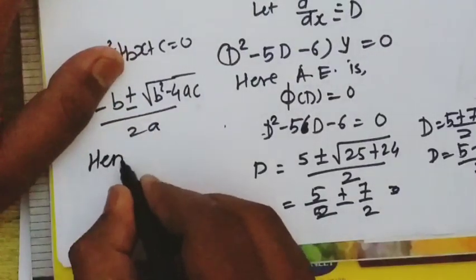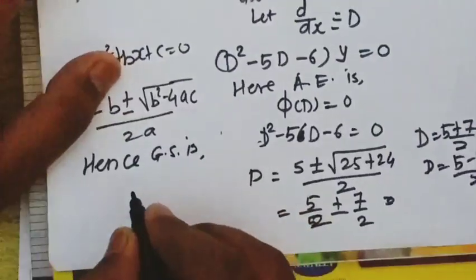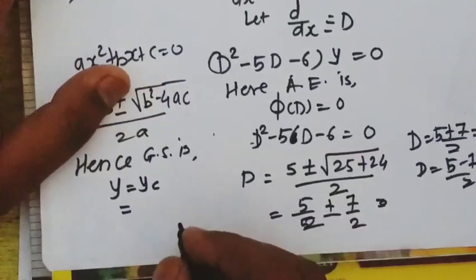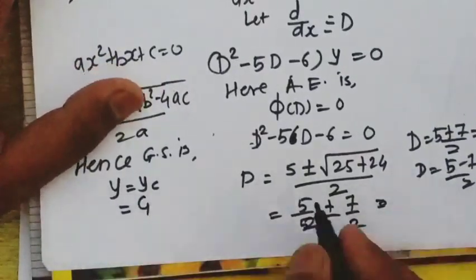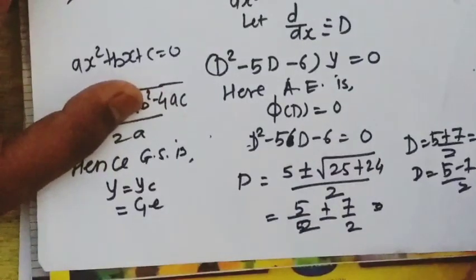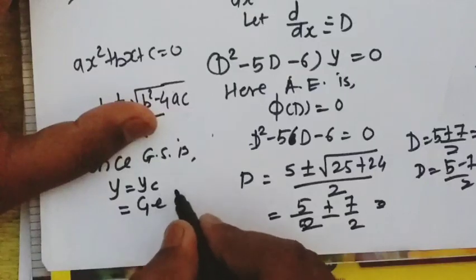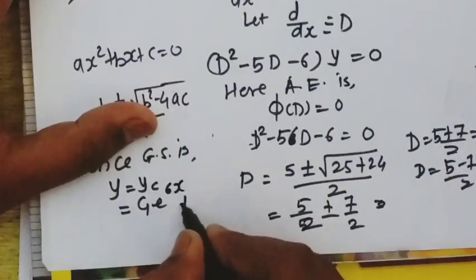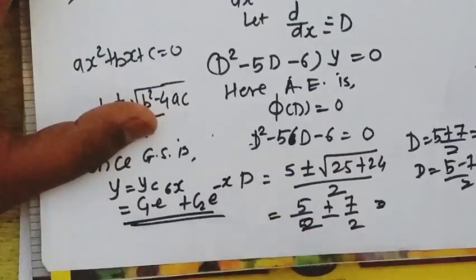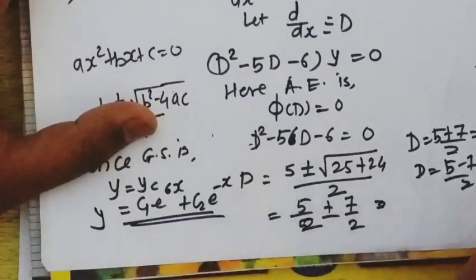Hence the general solution is, this is the homogeneous differential equation, so the general solution will be y equal to yc. For distinct roots, the number of roots is 2, so the total number of arbitrary constants that we have to use is 2. C1 e to the power first root, that is 6x, C2 e to the power second root, that is minus 1x. So the solution is C1 e raised to 6x plus C2 e raised to minus x.